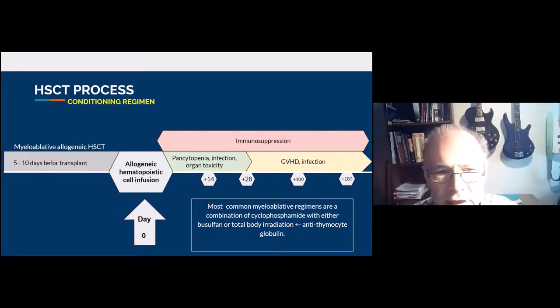On day 0, the infusion is done. During the first month, the main topics to see are the pancytopenia, the infection, and organ toxicity. From the second month up to day 100, infections and graft versus host disease are the main topics, and all the time you have to know the immunosuppression of our patients.